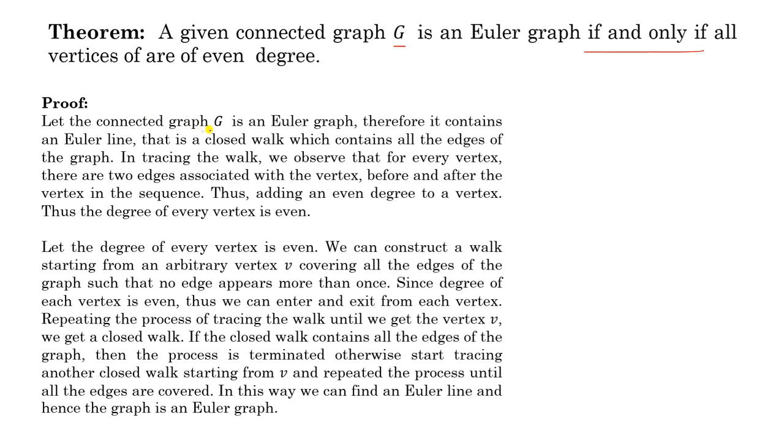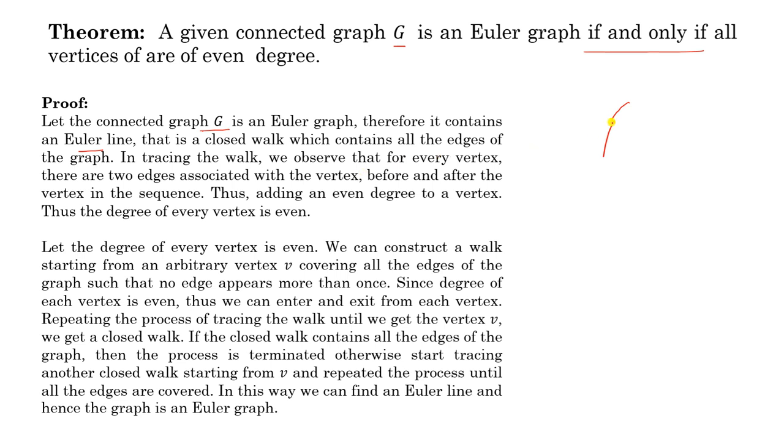Suppose the graph is an Euler graph and assume that G is connected. If the graph is an Euler graph, then it contains an Euler line. Euler line means a closed walk which contains all the edges of the graph G. Now, in tracing a walk, we observe that for each vertex, there are two edges associated with the vertex before and after the vertex in the sequence. It means if there is a vertex in the sequence, through one edge you will enter the vertex and through another edge you will move out from the vertex. It means the degree of the vertex will be increased by 2.